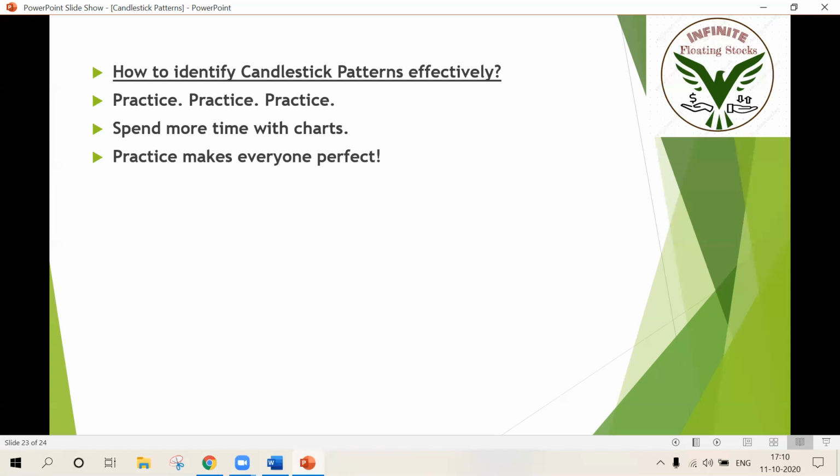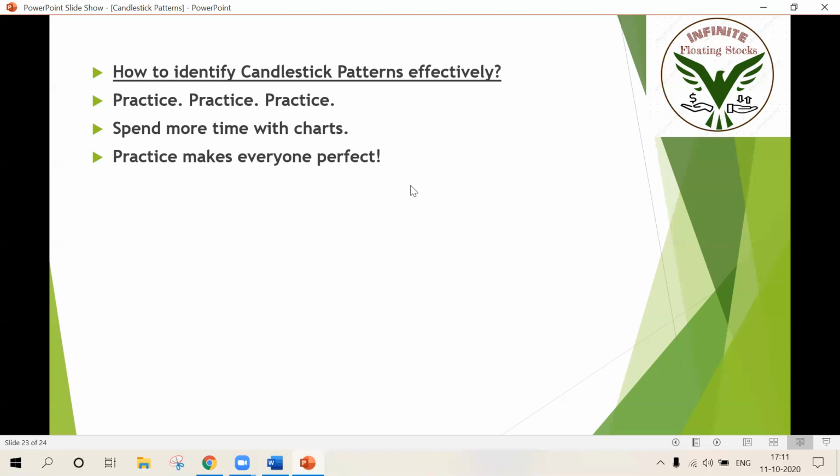You need to draw support levels, resistance levels, and trend lines, and identify all these candlestick patterns. Spend more time with the charts to get habituated, to get addicted to charts. It doesn't take more time, but the more you spend, the more you learn. And practice makes everyone perfect.